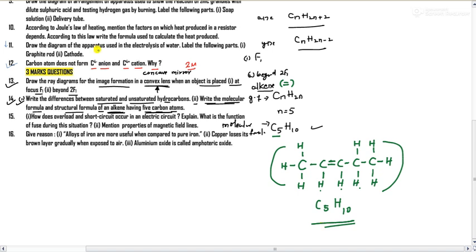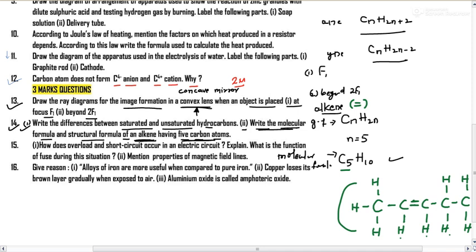Okay, moving to the next question, question number 15, first part. How does overload and short circuit occur in an electric circuit? Explain. This is for 2 marks. Next question is, what is the function of fuse during this situation? This is the second sub question.